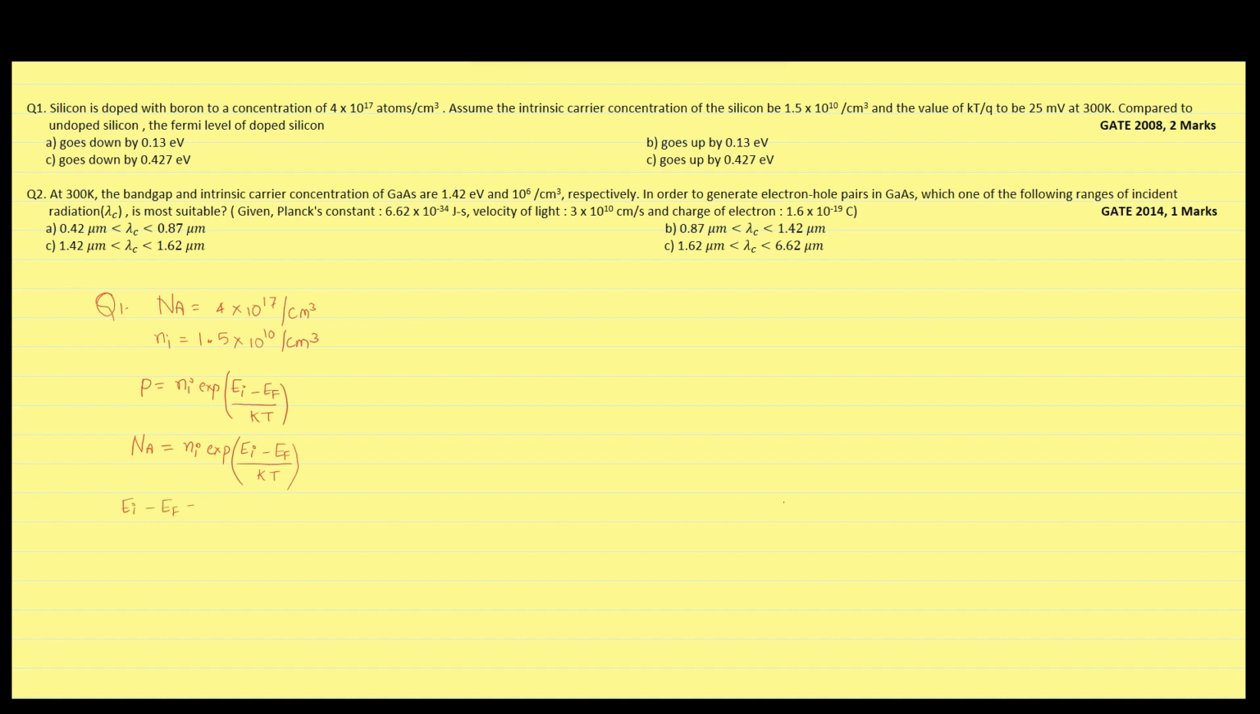Rearranging this equation, we can also write... now you have to simply put the values. After solving, you will find that the Fermi level is approximately 0.427 electron volt below the intrinsic Fermi level. So, the C option is correct.